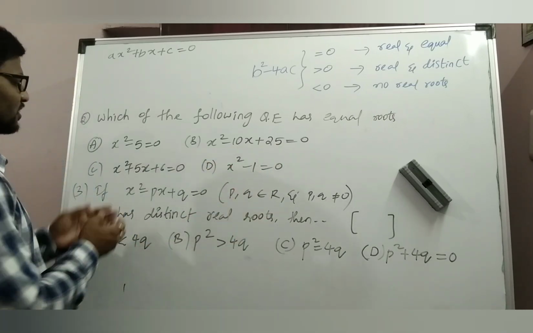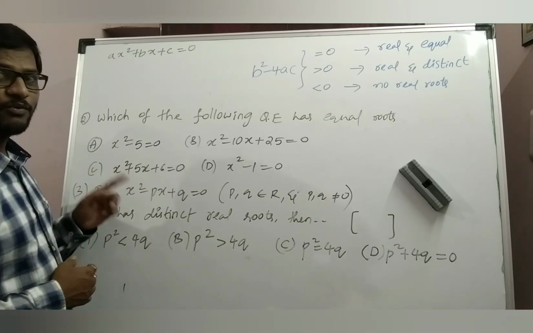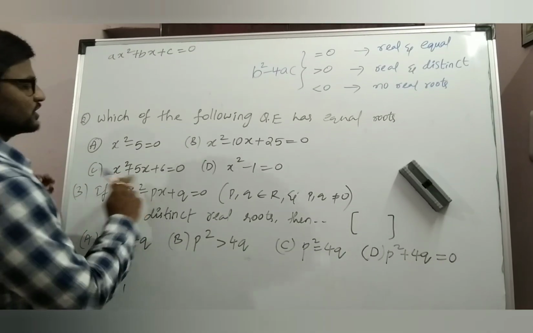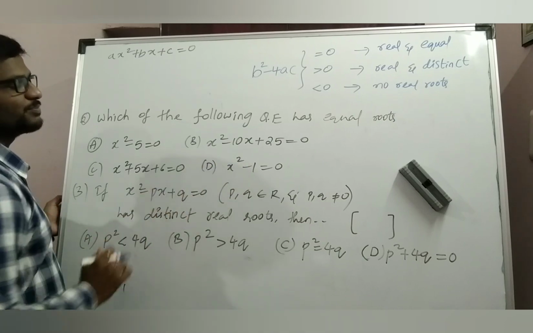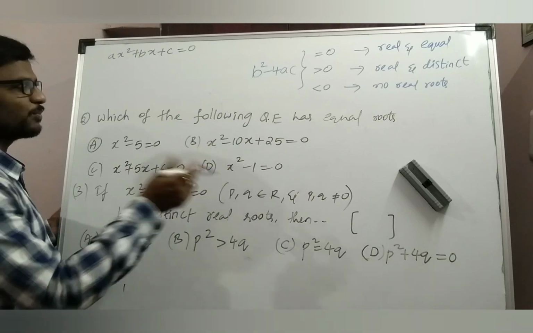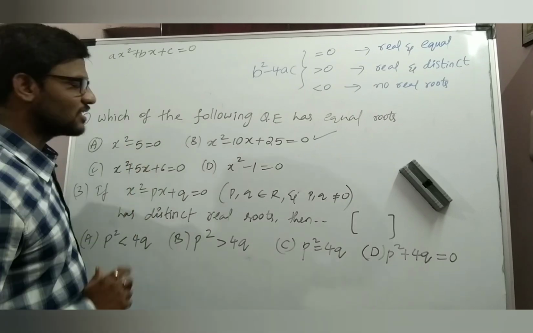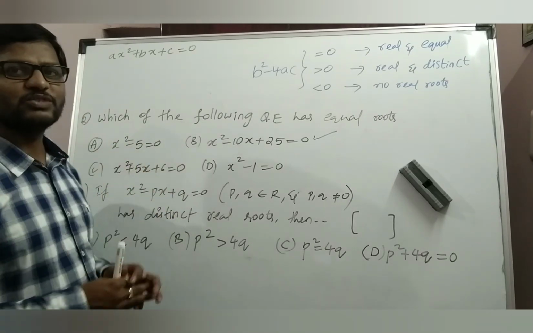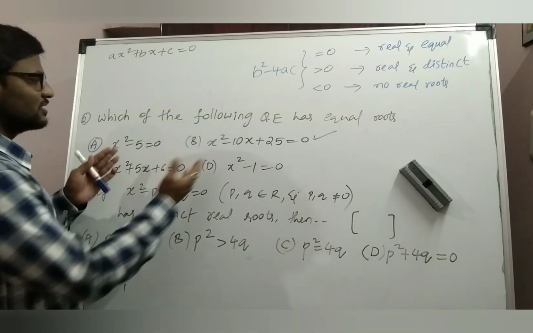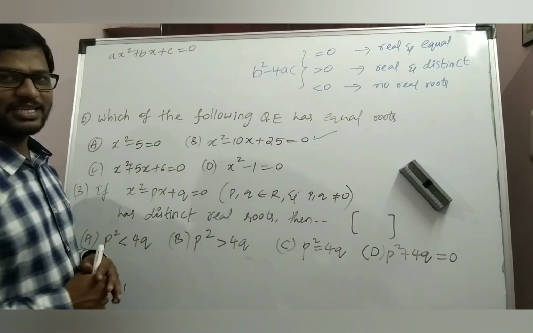B. If you check option C and option D: b square 25, 4 into 1 into 6 is 24. 25 minus 24 is plus 1, so it is also positive. So here b square minus 4ac is positive. In the last option, b square is 0, 0 minus 4 into minus 1 is 0 plus 4, 4 positive. So what is the option? B. How much time do we require to answer this? Just 30 seconds. Just find the value of b square minus 4ac. If b square minus 4ac is 0, then mark the option. In the second option only, we got b square minus 4ac equal to 0. Then there is no need to check option C and option D.